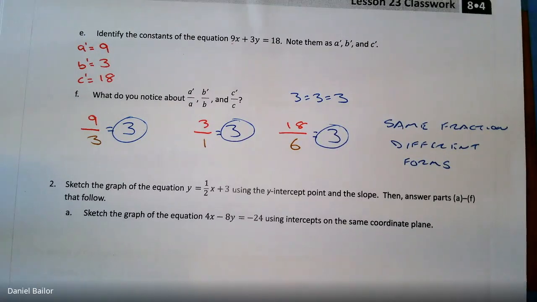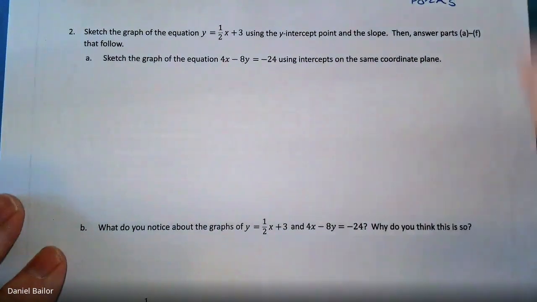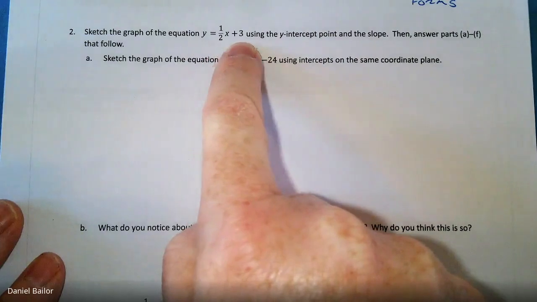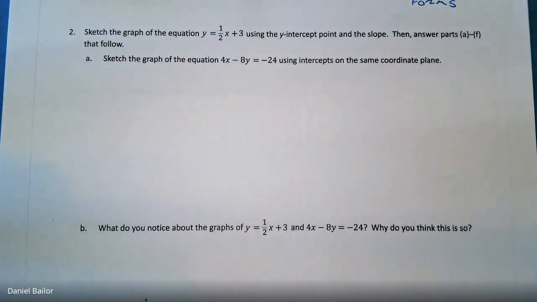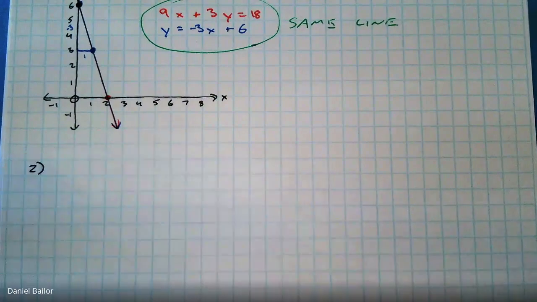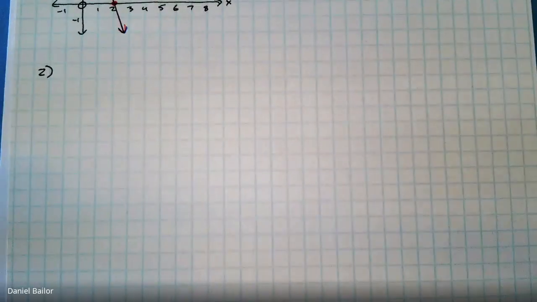Let's test this idea again with exercise 2. Exercise 2, let's see what they want us to do. Sketch the graph of the equation y equals 1/2 x plus 3 using the y-intercept point and the slope. So we need to make another graph. Let's do exercise 2. And we need to graph 1/2 x plus 3.